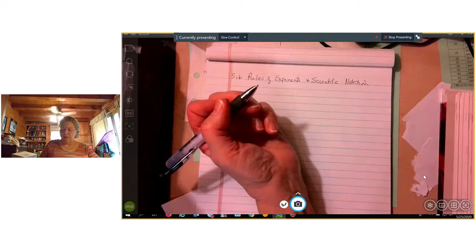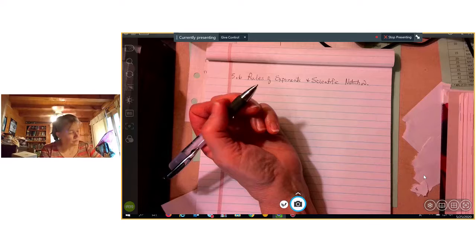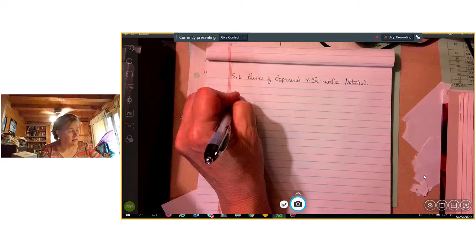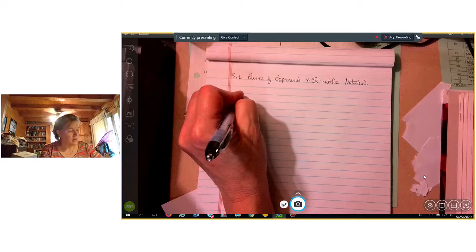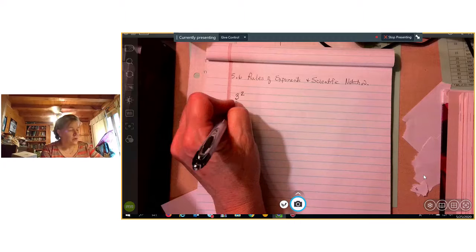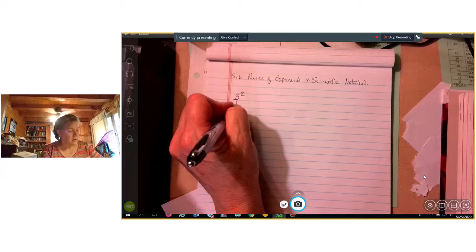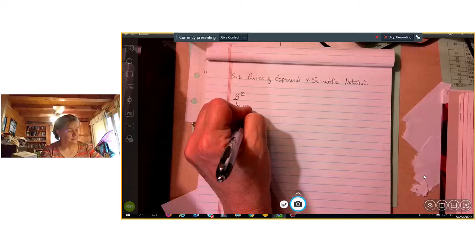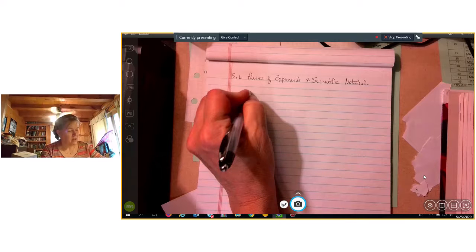Now, rules of exponents are, if I was to have 3 raised to the exponent of 2, we call 3 our base, and 2 is called the exponent.